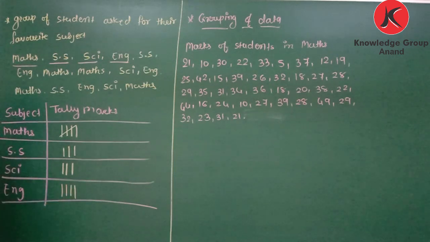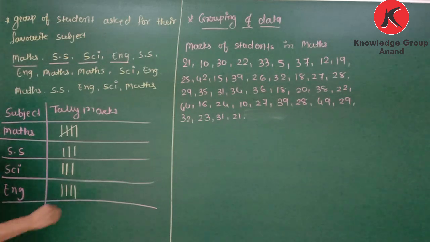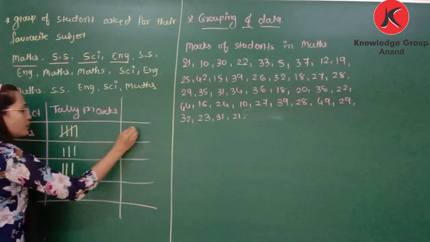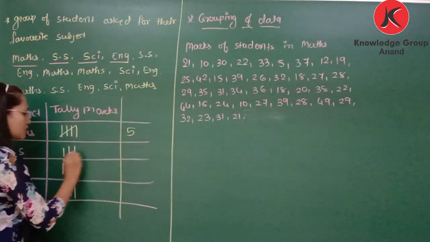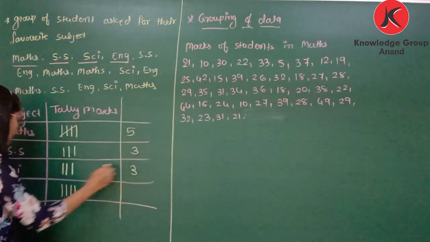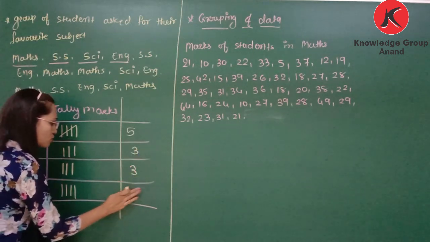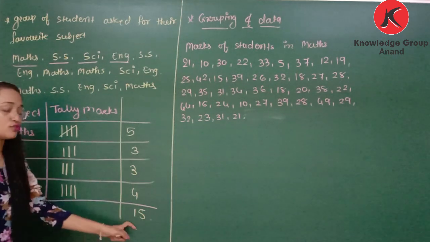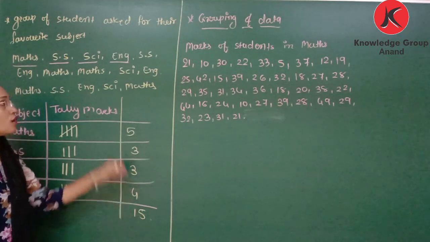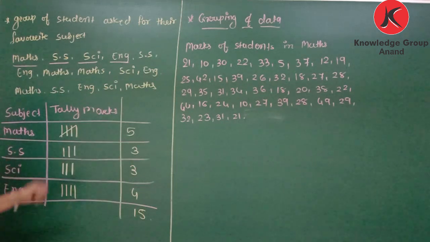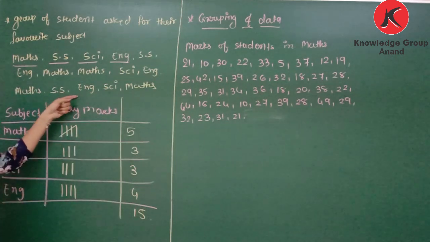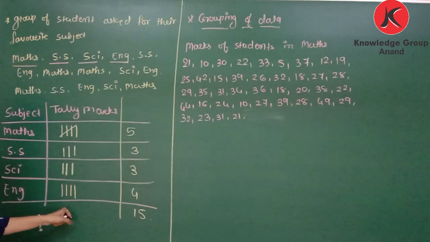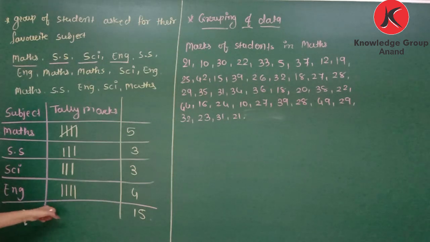So this way we can represent the given information in tabular form using a tally graph. This represents 5 students like maths, 3 students like SS, 3 students like science and 4 students like English. Total 50 students are observed. Total 50 students are asked for their favorite subject. So now you can see that this information is very meaningful. It gives the proper information to us.